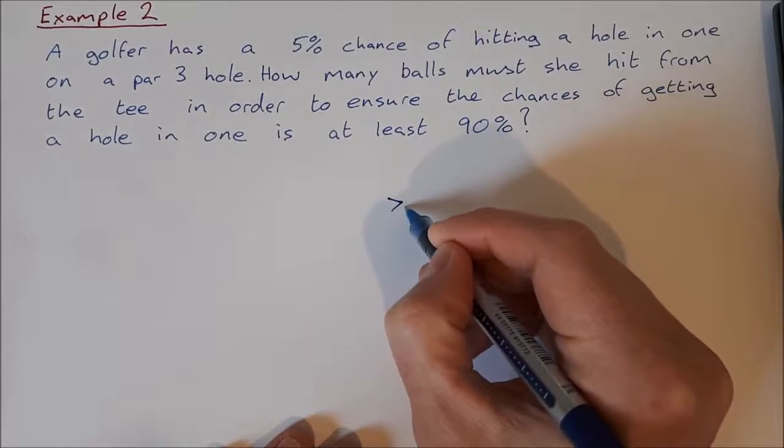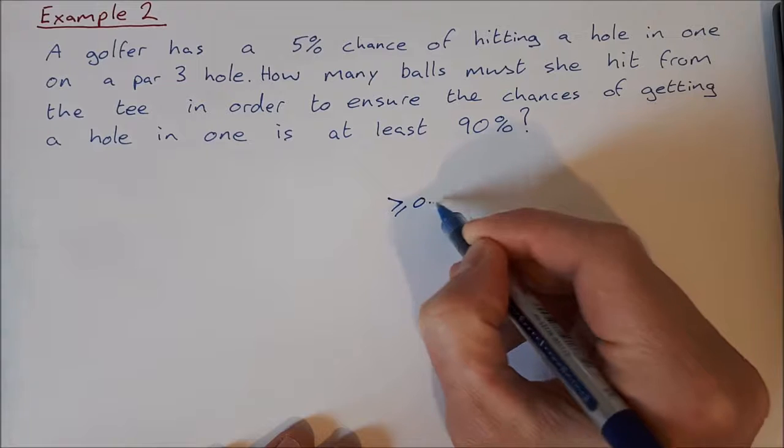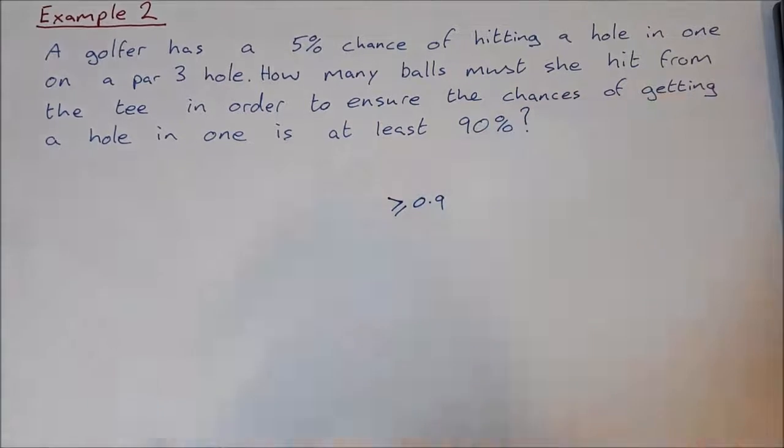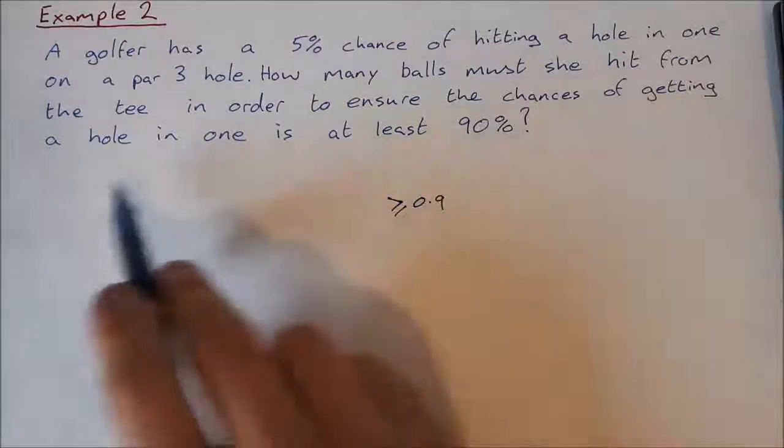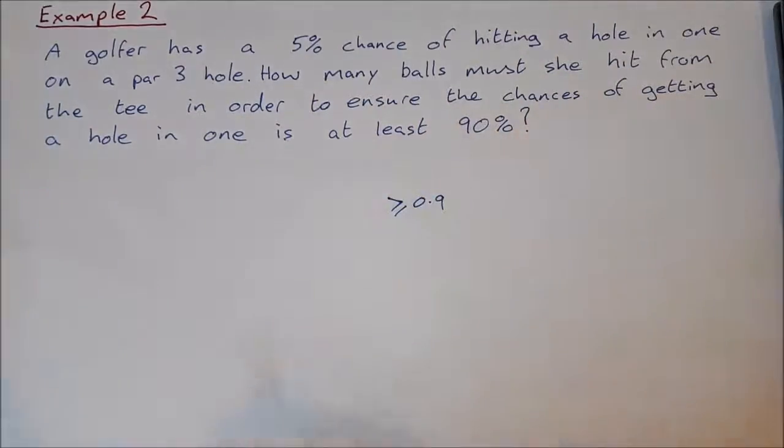So it's greater than or equal to 0.9. Now, how do we get the probability here? We're asked for the chances of getting a hole in one being at least 90%. She could get 2 hole in ones, she could get 3 hole in ones. So we're going to go with at least getting 1 hole in one.